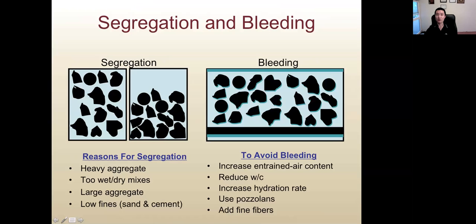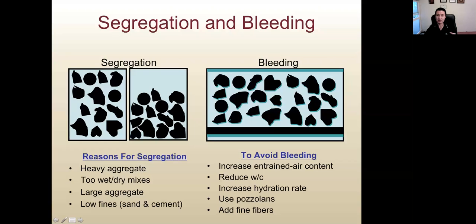So we talked about segregation and bleeding before. Again, segregation is settlement of coarse aggregate to the bottom of the concrete due to different reasons. For example, if the density of aggregate is very high, or if the mix is too wet or too dry, if the size of coarse aggregate is too big, or we do not have enough fines, then we could have segregation problems. Segregation could cause lower strengths, especially on top of the concrete, and other problems.